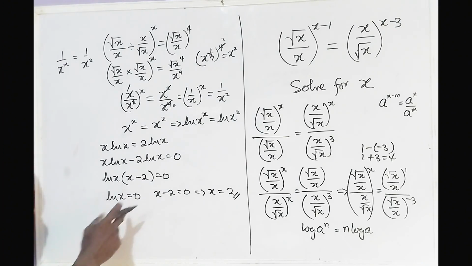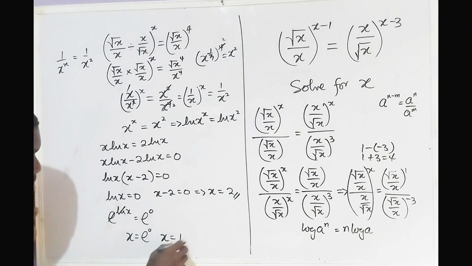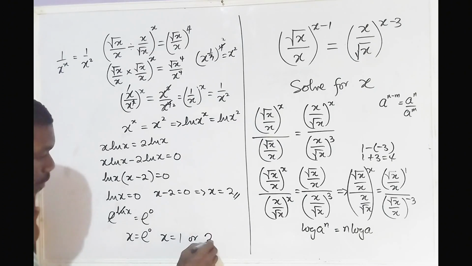Now at this point, let us apply the exponent. Let us raise both sides by the exponent. You have e raised to the power of ln x equals e raised to the power of 0. Now this will eliminate this, then we are left with x equals e raised to the power of 0, and e raised to the power of 0 is what? 1. So our x here equals 1 or 2.